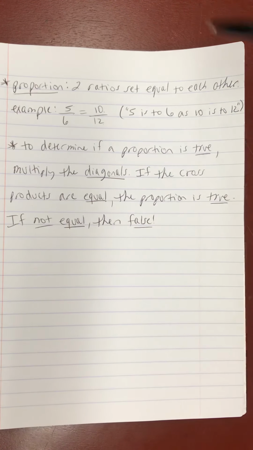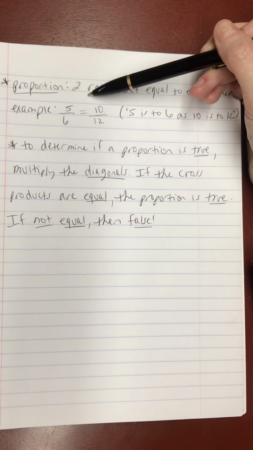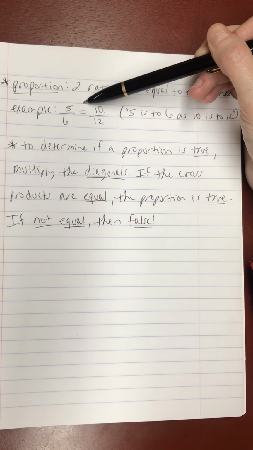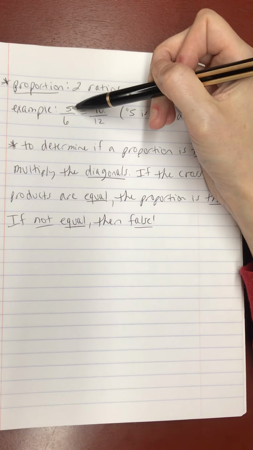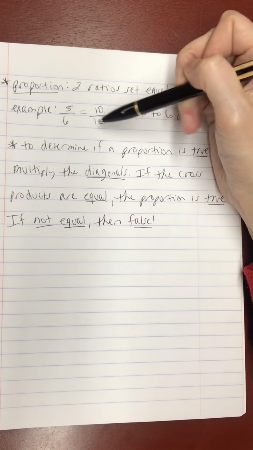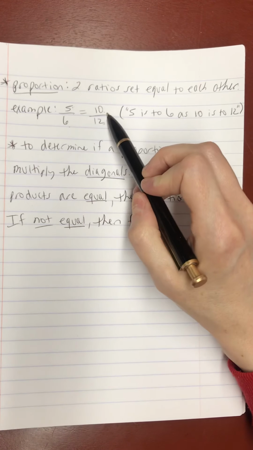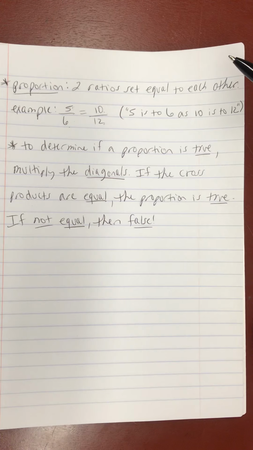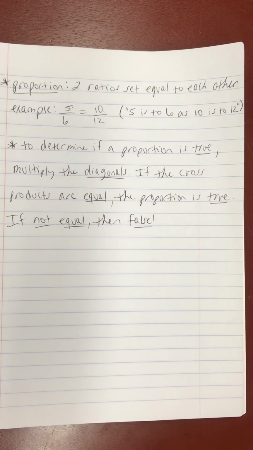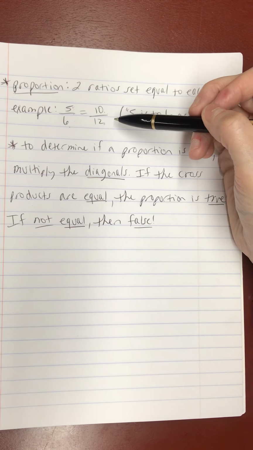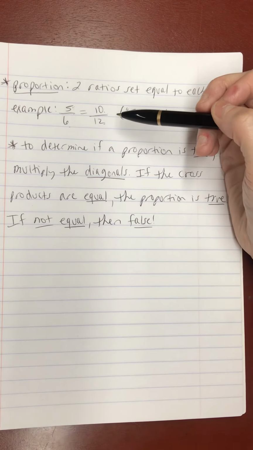Let's look back up here at our example. I gave you an example of a true proportion. Let's very quickly in our heads multiply the diagonals. So right here, what's 5 times 12? 5 times 12 is 60. Remember that number, 60. Now let's do the other diagonal. What's 6 times 10? Also 60. So you get 60 and 60, and since you got the same result, you say, yes, this is a true proportion. But if you would have gotten different numbers, it would have been a false proportion.